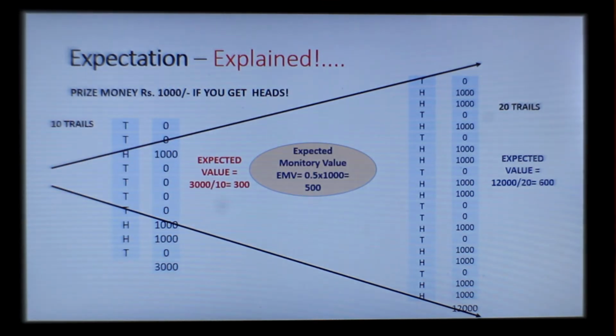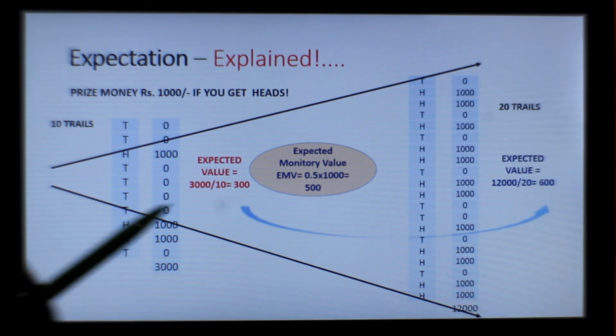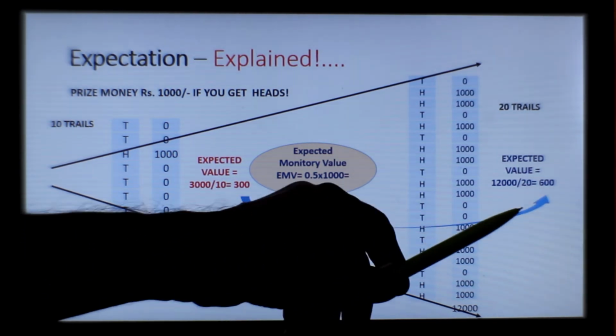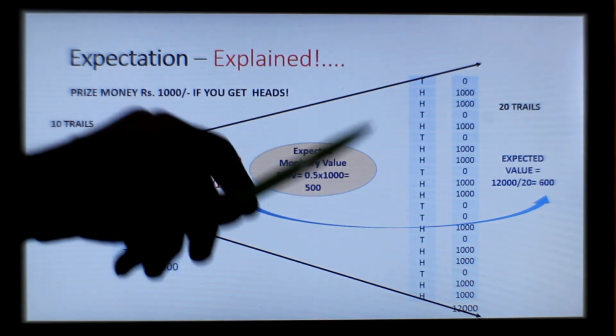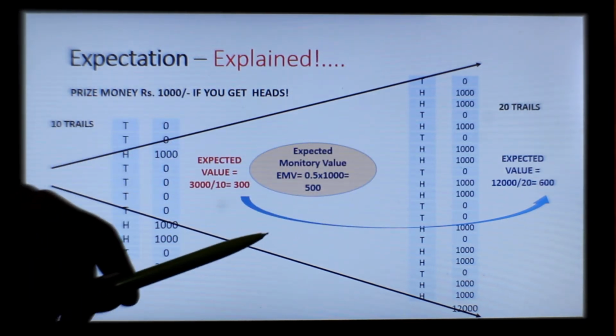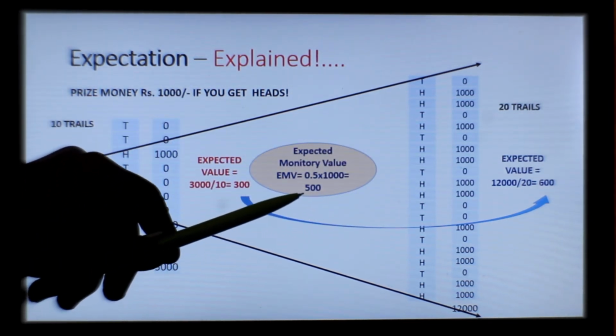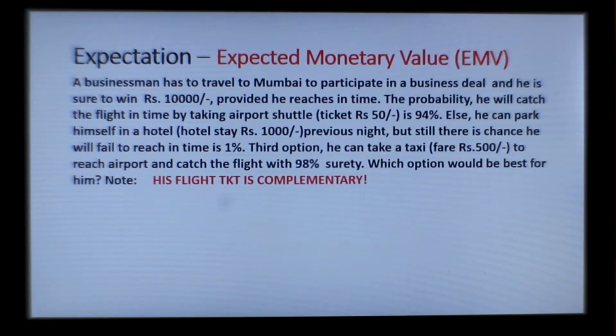Now what you can observe here is that the value has moved from 300 to 600. That means as you keep increasing the number of trials, the expected value will approach close to 500. We will now see by way of a couple of examples how expectation can be applied in a business scenario.